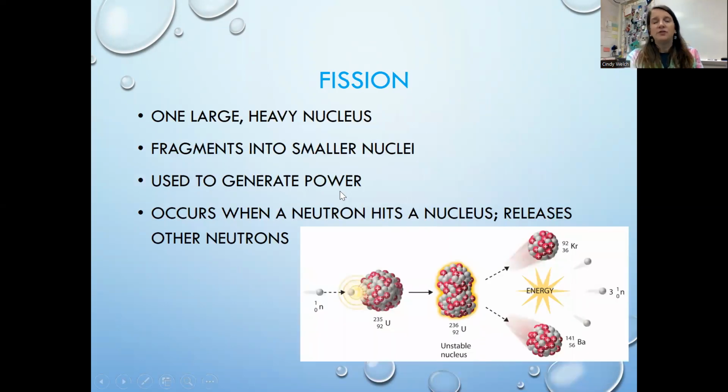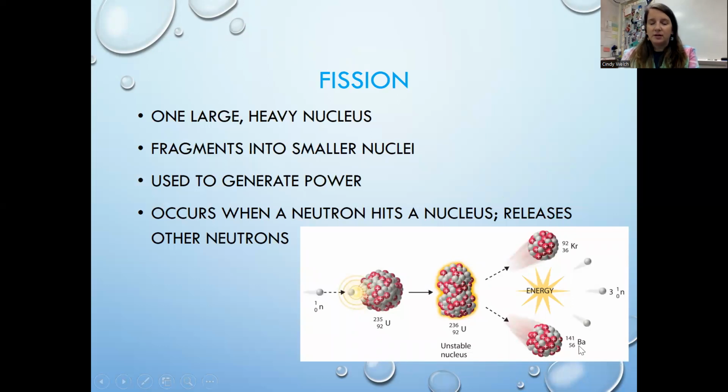So the first process we're going to talk about is fission. Now, fission is going to involve one large nucleus. So we're going to start with one large nucleus, and then it's going to split. And so that one large nucleus is going to split into two smaller nuclei. And you can see when that happens that there's also these neutrons that are being given off as well.